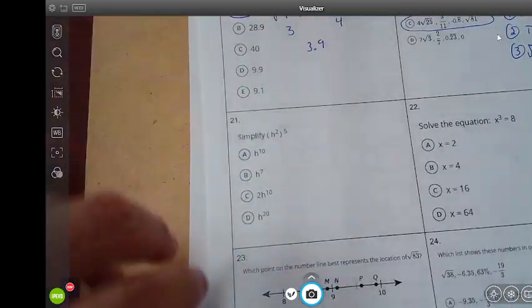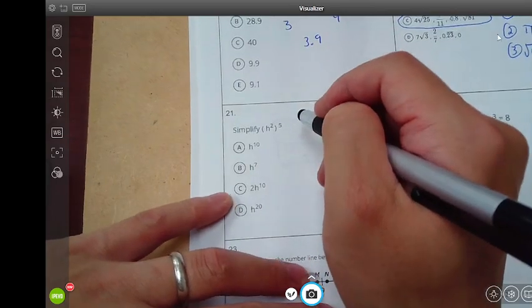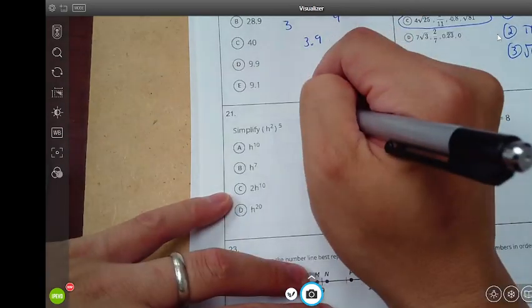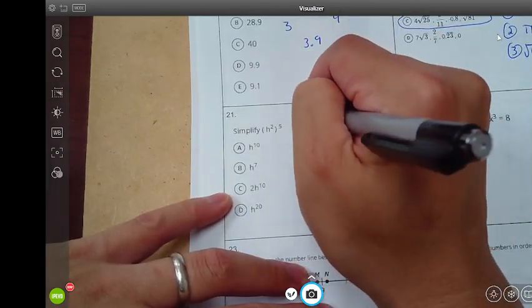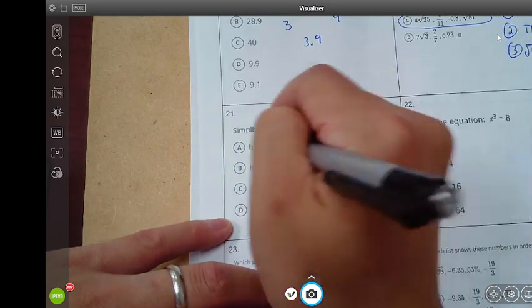Number 21, h squared to the 5th power. So this is where I am multiplying, okay? Power taken to another power. 2 times 5 is 10, so we have h to the 10.